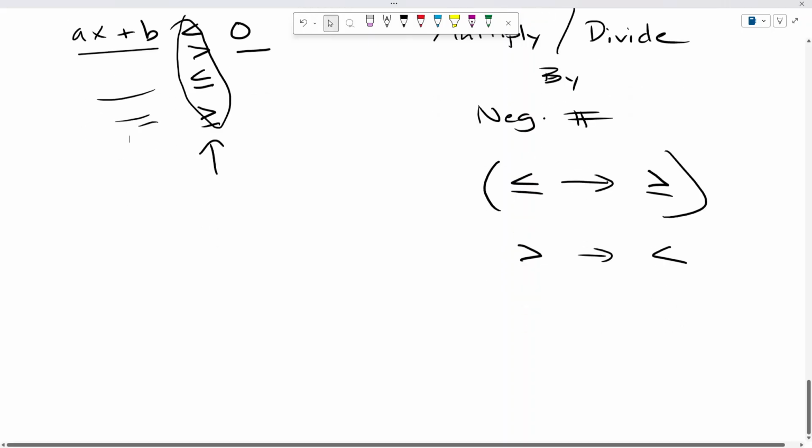So let's do, as our example, if we had 3x less than 9x plus 4. All right, so let's work on isolating the variable. So let's move the 9x over.